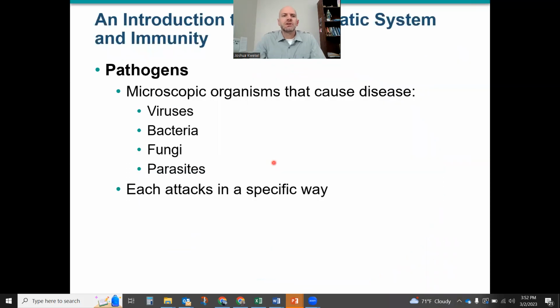All right, so background, pathogens. A pathogen is usually a microorganism. It's usually a small living thing that can get in us or on us and cause pathology. Pathology is disease. So we're talking about viruses, bacteria, fungi, and parasites, parasitic worms and other parasites. Each attacks in a unique way. It is harmful to us in a unique way, and so our immune system can detect them slightly differently.